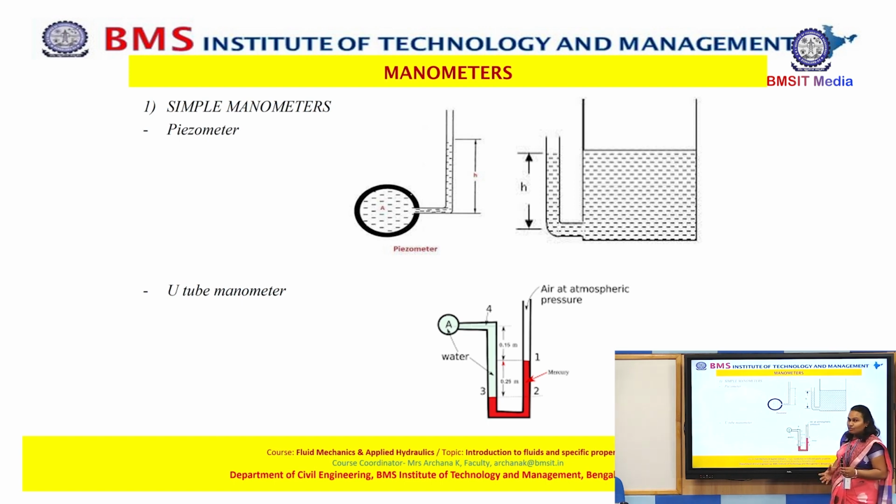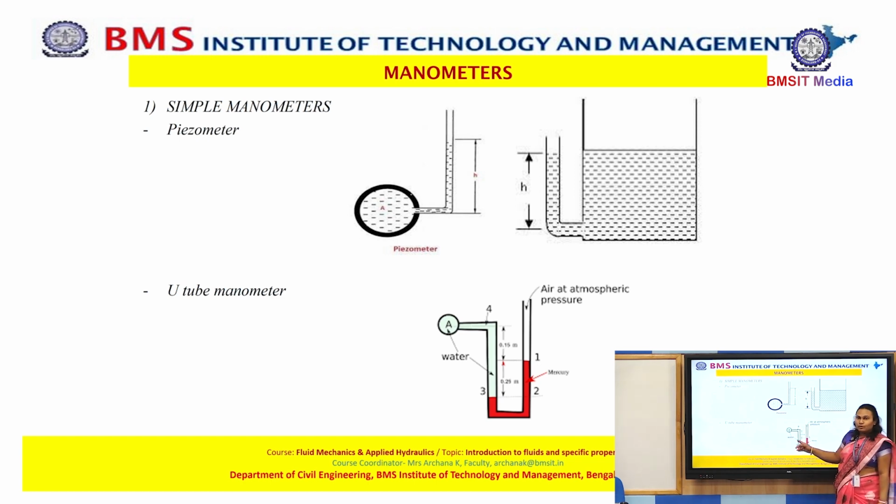Now coming to the second type of simple manometer, the U-tube manometer. This is similar to the piezometer, but just to overcome the length of the piezometer that is going to be required for higher pressure measurement, manometers have evolved to use a denser fluid instead of a lighter fluid to measure the pressure.